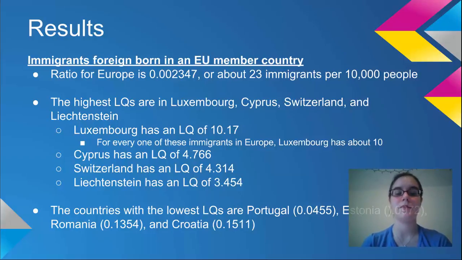Luxembourg has an LQ of 10.17, which means that for every one of these immigrants in Europe, Luxembourg has about 10. Cyprus has an LQ of 4.766, Switzerland one of 4.314, Liechtenstein 3.454. The countries with the lowest LQs are Portugal, Estonia, Romania, and Croatia.